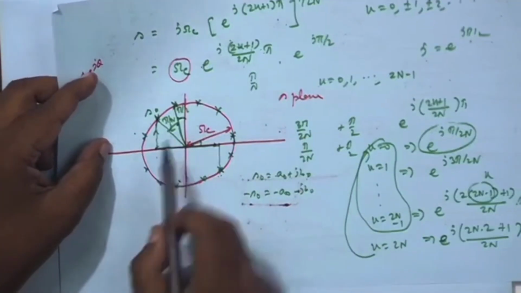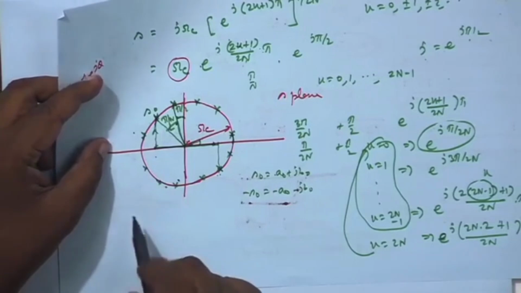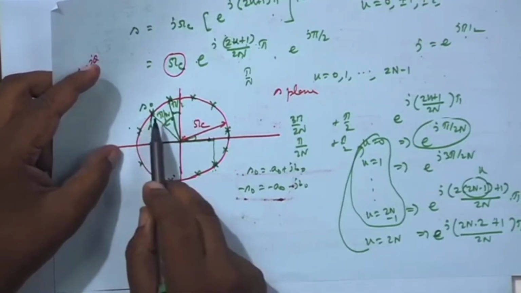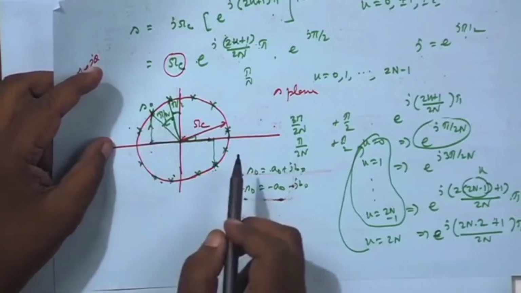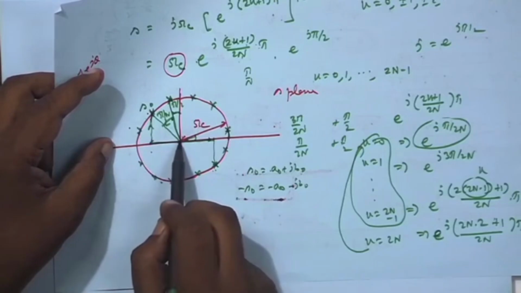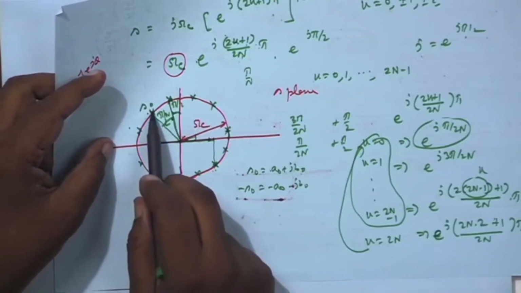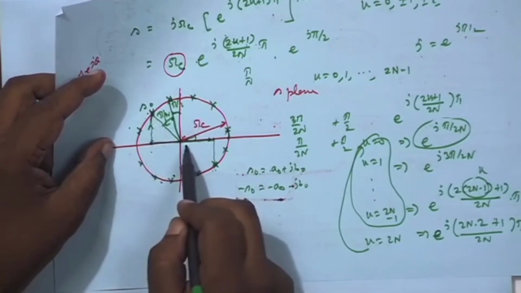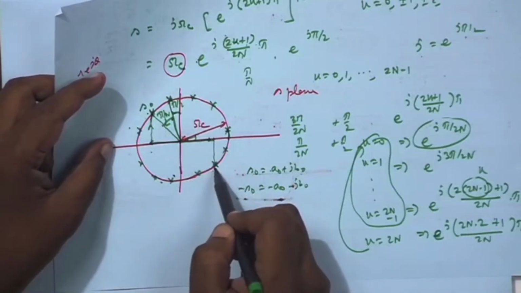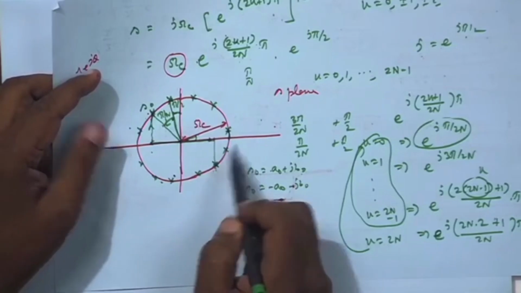And there is one more property that we have just discussed, that is, if there is a pole at any value of s, say S0, then there will be another pole at minus S0, which means if S0 is on the left hand side, that is, real part negative, suppose imaginary part positive, minus S0 will be on the right hand side, real part positive and imaginary part negative, and vice versa.